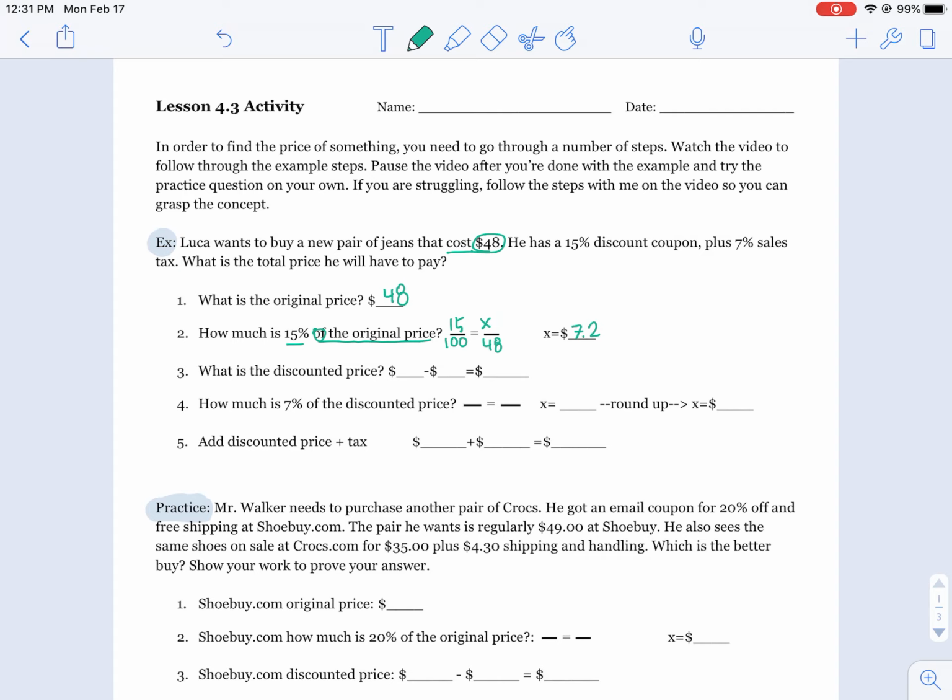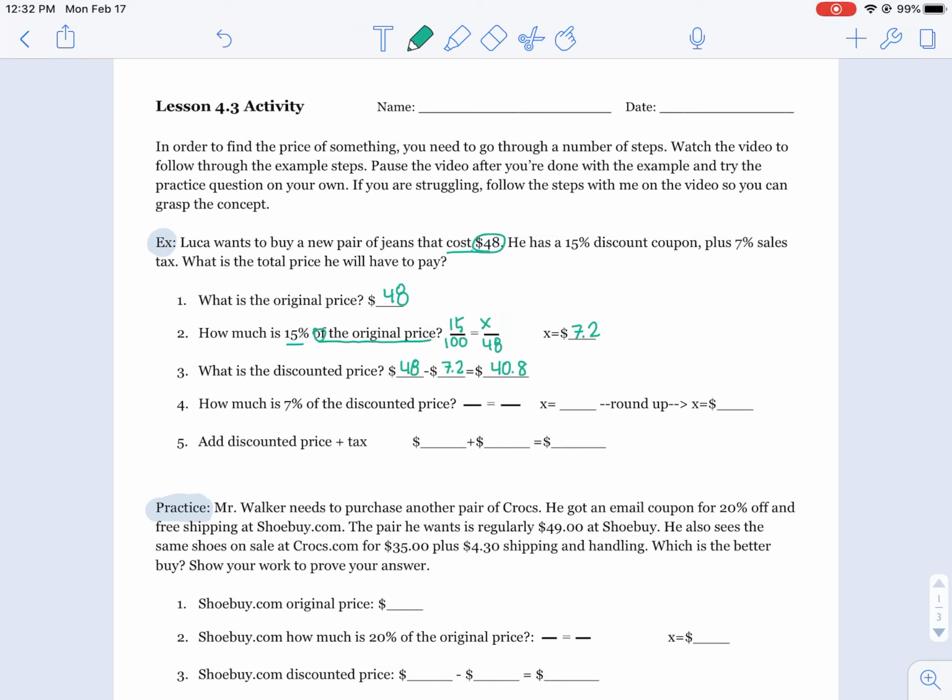So what I'm going to do is the original minus 7.2, which is the discount, and you're going to end up with 48 minus 7.2, 40.8. What I'm going to do is just put 8 for now. Just know that it's 80 cents, not 8 cents.